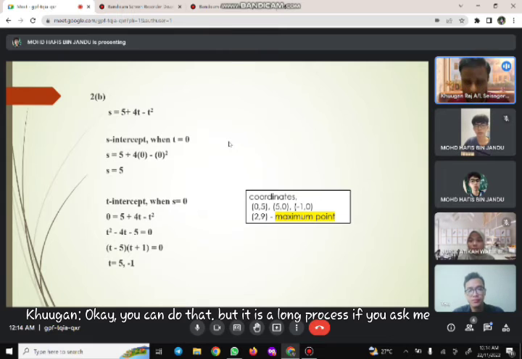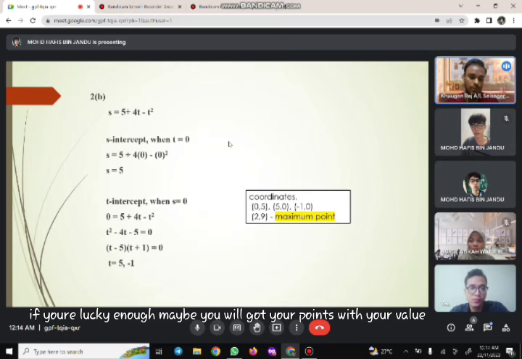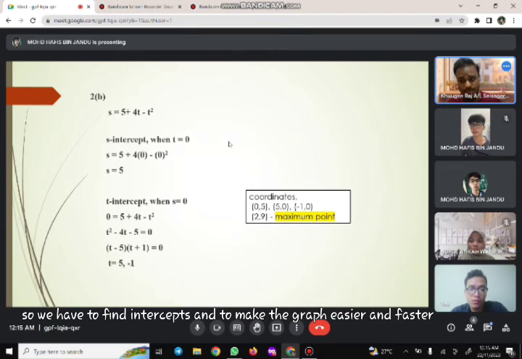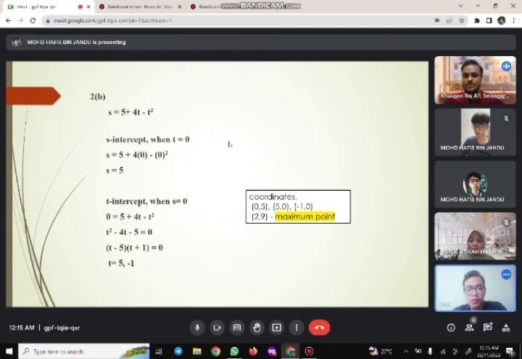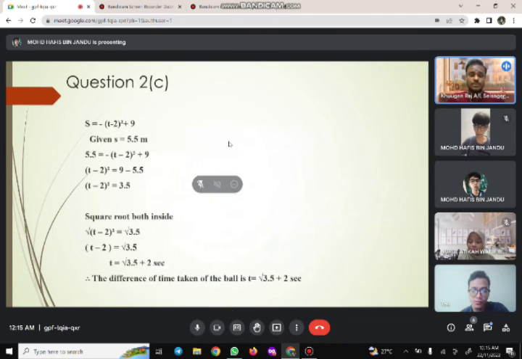Okay, you can do that, but it's a very long process if you ask me. Because you will not know what your intercepts are. If you are lucky enough, maybe you will get to your points, your values. Since we have to obtain a full graph, it's a parabola, so we have to know where our intercepts are. So we find the intercepts to make the graph easier and to obtain it faster. Okay, understood. Thank you. So that's all from my part.